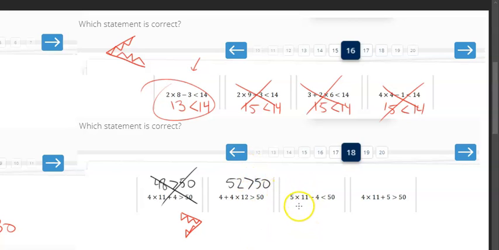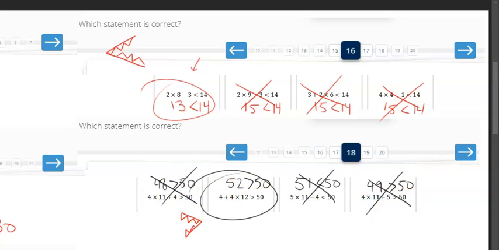Let's just double check, make sure. 5 times 11 is 55. 55 minus 4 is 51. And that 51, that alligator's facing the 50, which is incorrect, so it can't be that one. 4 times 11 is 44. 44 plus 5 is 49. And 49 is definitely not bigger than 50. Alligator's facing the wrong way, so that must be the solution. So remember, the alligator just faces the biggest number, but you have to multitask and try to figure out what the left-hand side is equal to first to determine whether the sign is facing the right way.